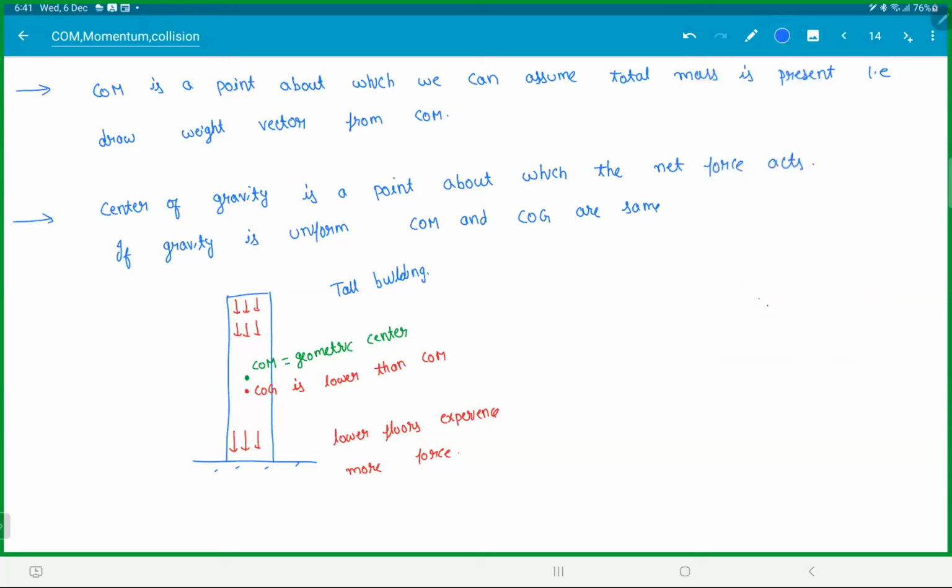In uniform gravity, what happens if the force is the same everywhere? Then it doesn't matter. Normally on Earth, right? Even if you take a 1 kilometer building, gravity really doesn't change much. So it doesn't really matter. So use center of gravity for very tall buildings or whenever the gravity changes. Just keep that in mind. Right now in this chapter, we will not be dealing with it, but in gravitation we will see. So use center of gravity when g changes.